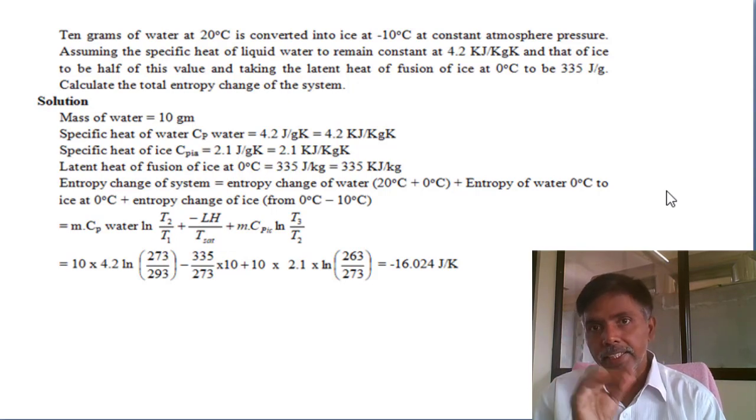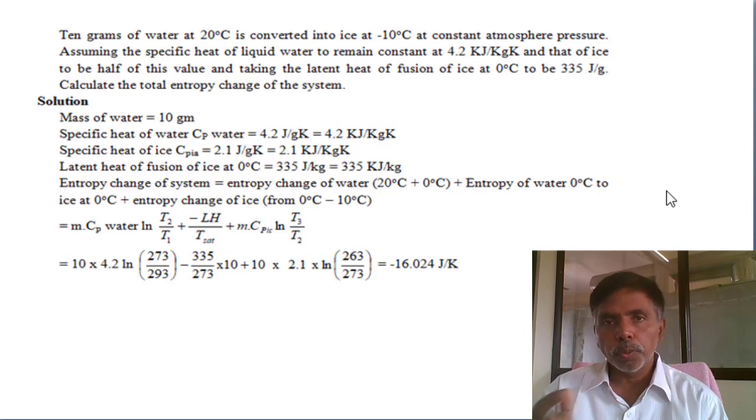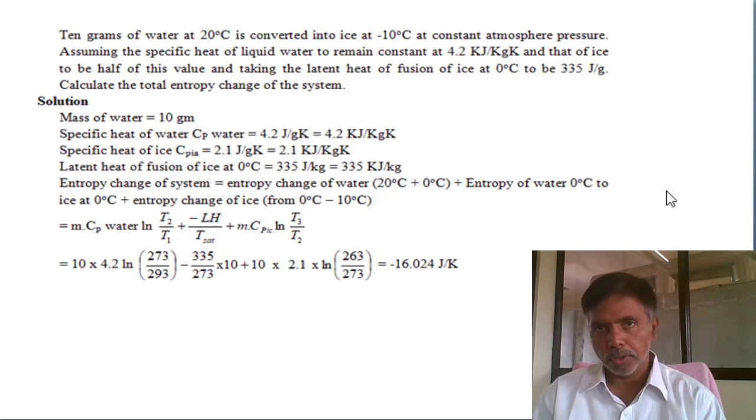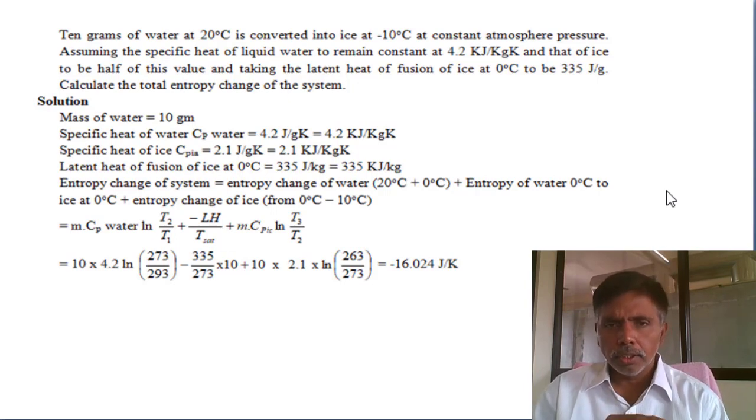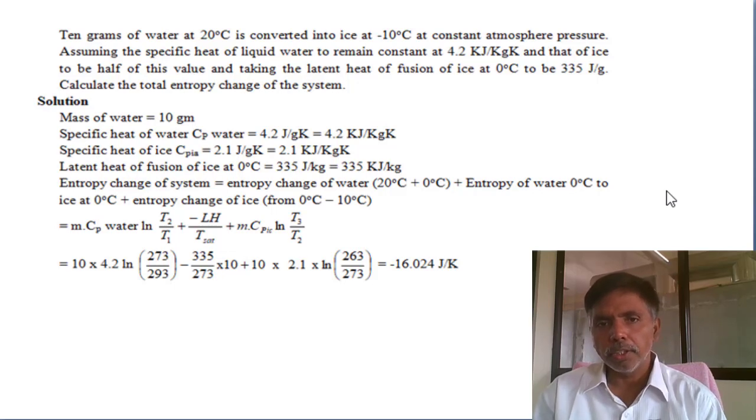Next, the latent heat of fusion of ice is 335 joules per gram. Mass is given in grams, so we maintain everything in joules per gram Kelvin, not kilojoules per kg. The latent heat is already given in joules per gram. So here we can't directly calculate the change in entropy. First, you will get a negative value because we are rejecting heat, so only a negative value will come.